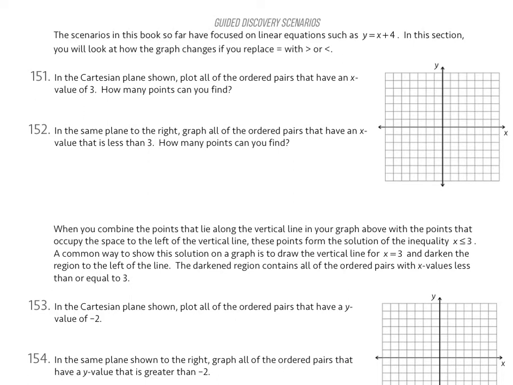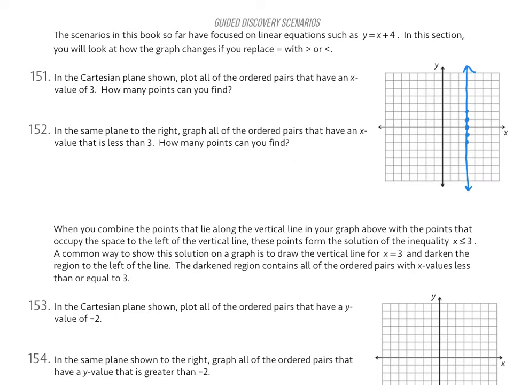We've looked at this in a previous scenario. One point would be (3, 0). Another point would be (3, 1), (3, 2), (3, -1), (3, -2). All the points along this vertical line have an x value of 3. And the equation that represents that line is x equals 3. We can find infinitely many points.